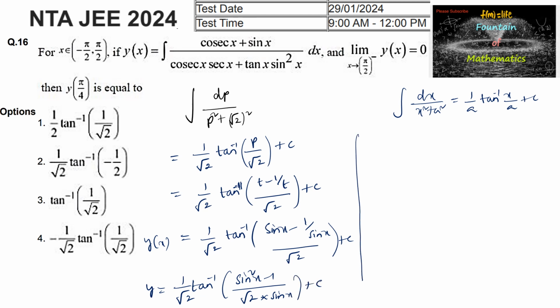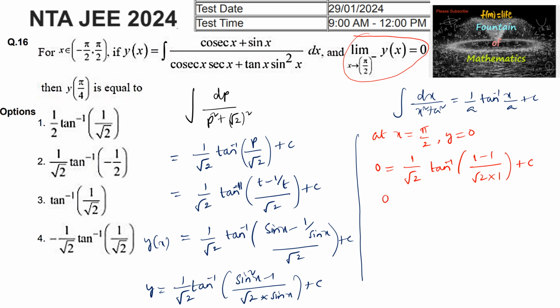Now it is given that limit tends to pi minus, y of x is equal to 0. That is, at x equal to pi by 2, the y value is 0. So we can write 0 is equal to 1 by root 2 tan inverse of (sin pi by 2, which is 1, so 1 minus 1 is 0) upon root 2 into 1, plus c. That is 0 is equal to 0 plus c, which implies the constant c is equal to 0. So the function y is equal to 1 by root 2 tan inverse of (sin square x minus 1) upon root 2 into sin x, plus 0.